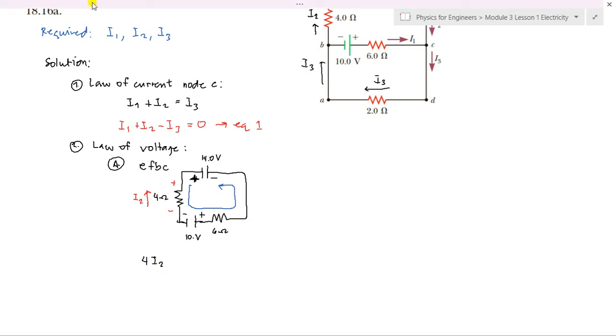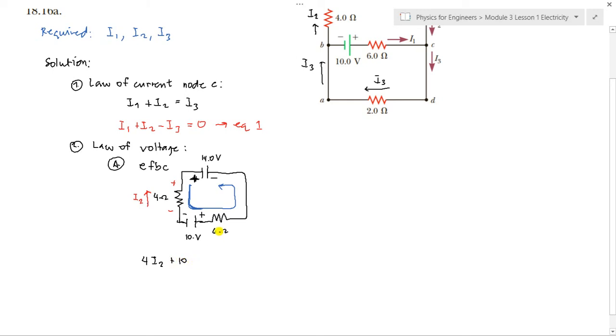Next, in our loop direction, it passes through a battery, which is from negative to positive. That means an increase in voltage, right? Again, positive to negative terminal is a voltage drop. Negative to positive is a voltage spike or increase. Therefore, we have plus 10.